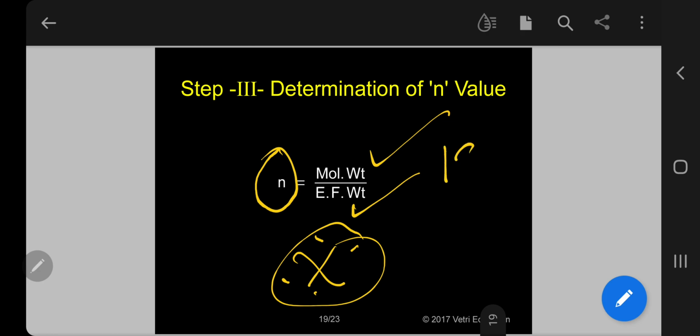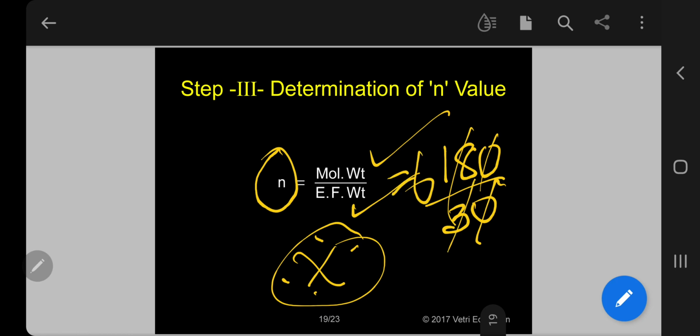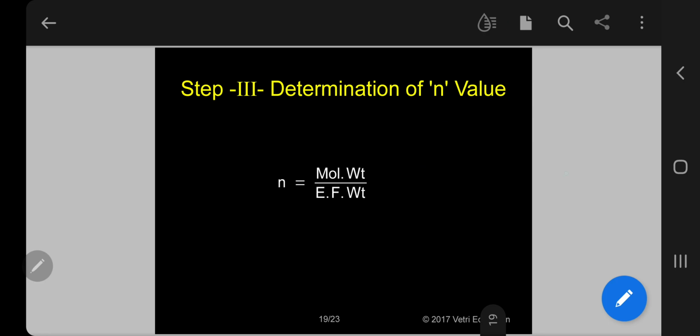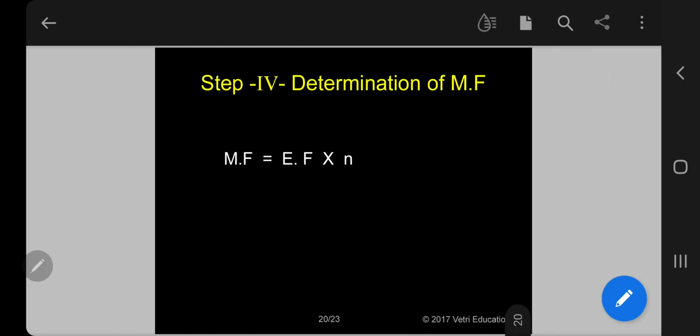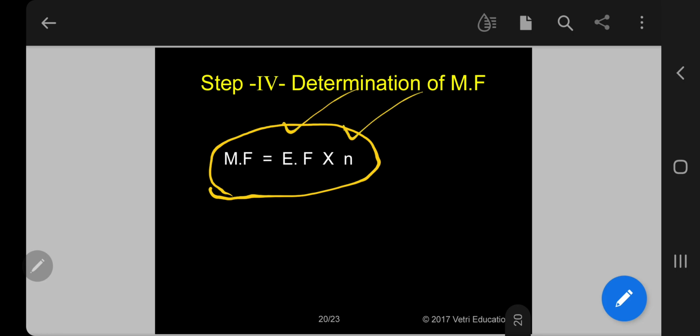Molecular weight is already given as 180. Empirical formula weight is already given as 30. So, cancelling the zeros, the value will automatically be 6. The n value will be 6. Kindly follow. Once we determine the n value, we have to determine the molecular formula, that is equal to empirical formula into n value.